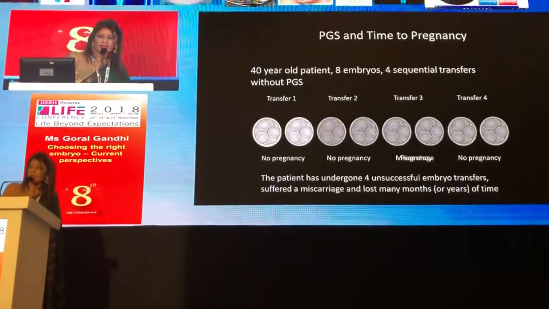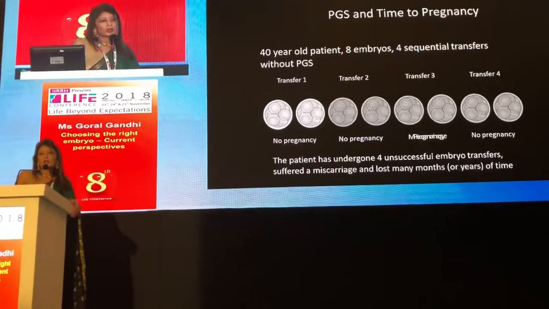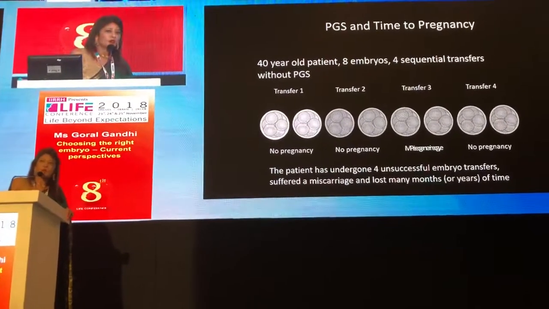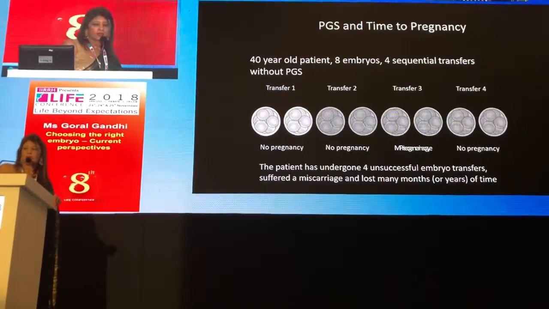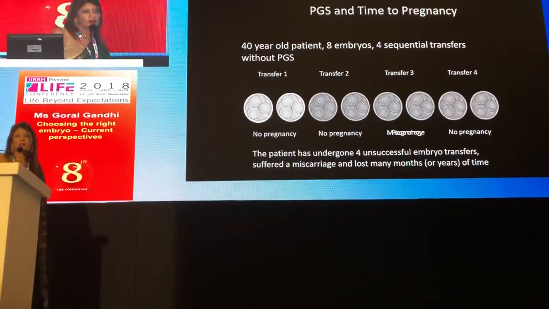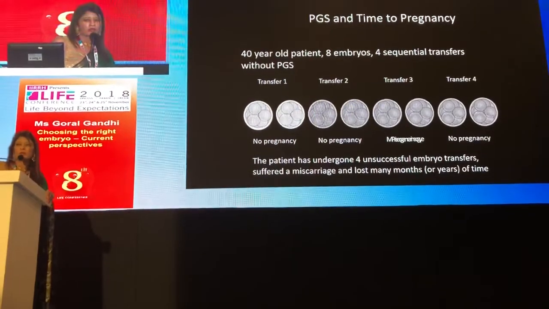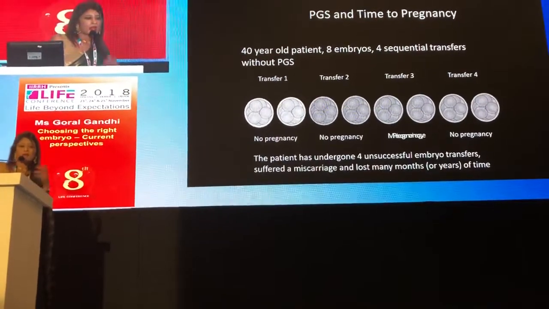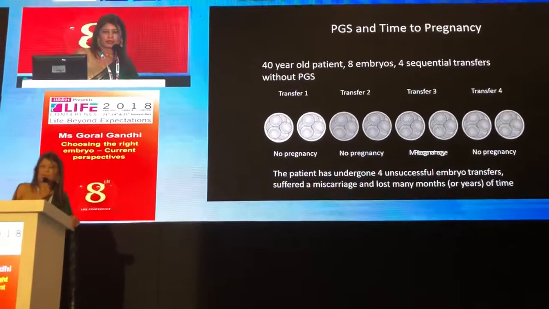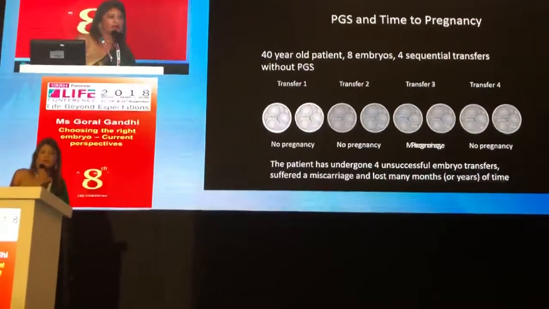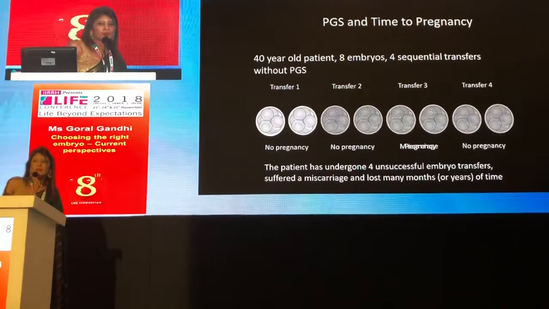If you look at PGS and time to pregnancy, say you have a 40-year-old patient and you have 8 embryos, and you do 4 sequential embryo transfers for this patient without PGS, transferring 2 embryos at a time. First cycle, there is no pregnancy. Second cycle, again there is no pregnancy. Third cycle, there is a miscarriage. Fourth cycle, there is no pregnancy.